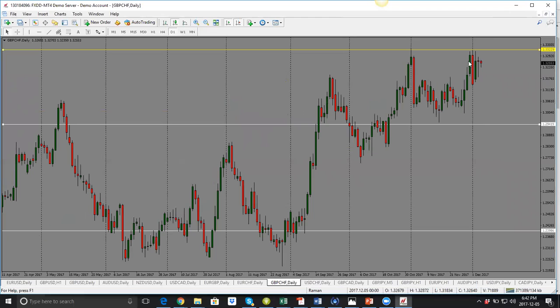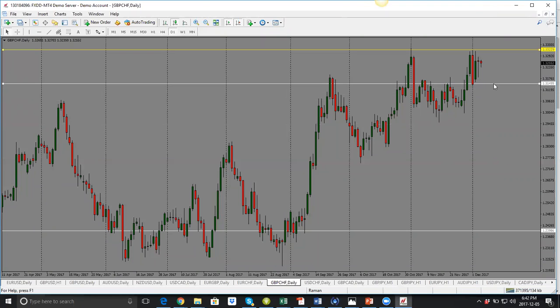Pound Swiss franc, again with the pound, it was an interesting day. We did see a drop and then a pullback, as all the pound crosses across the board pulled back as pound dollar pulled back. So at this point, it's just sideways right now. This is the range that price has traded in over the last few days.